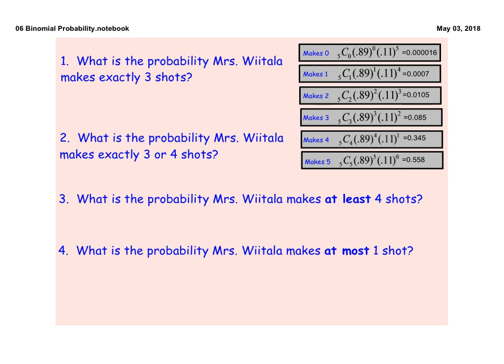First one says, what's the probability Mrs. Wiitala makes exactly 3 shots? Well, setting that up, I was still shooting 5 times. I choose 3. The probability of my success rate, or my free throw percentage, was 0.89, and the probability of failure, of me missing, is 0.11. And so we can just look over here instead of entering it into my calculator all the time, and I can see that those match up, right? So that's how I get that probability.